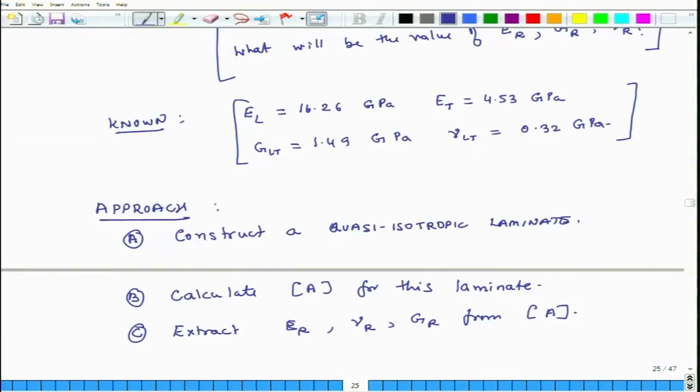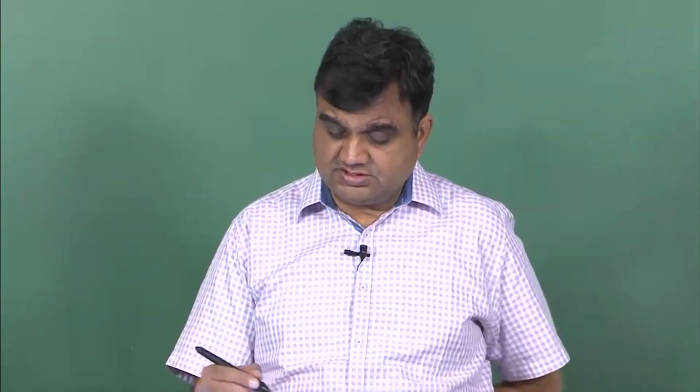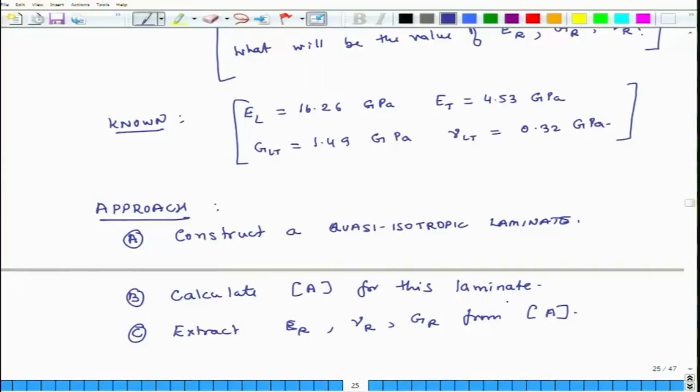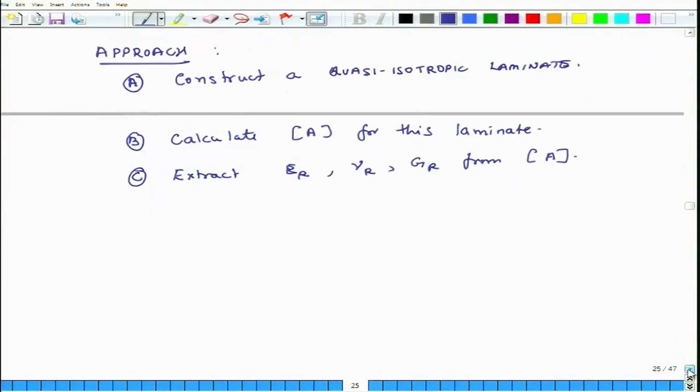So, first I generate a quasi-isotropic laminate. Let us say it is 0, plus 60, minus 60. Suppose it has just 3 layers. For this kind of a laminate, I can calculate its A matrix, and from the elements of that A matrix, I calculate ER, mu R and GR, and I will explain the procedure for that.